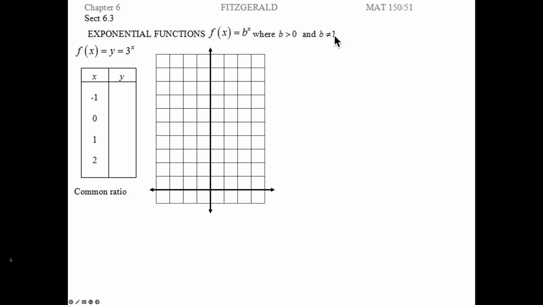We don't want the base to be 1 for the same reason we didn't want the base to be 0. 1 to any power would always be 1, and that would be a horizontal line. We already had those constant functions.